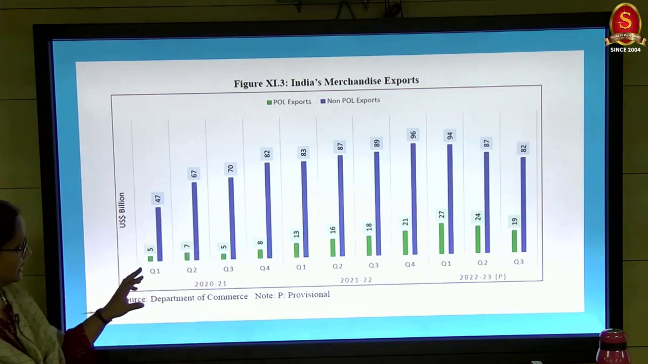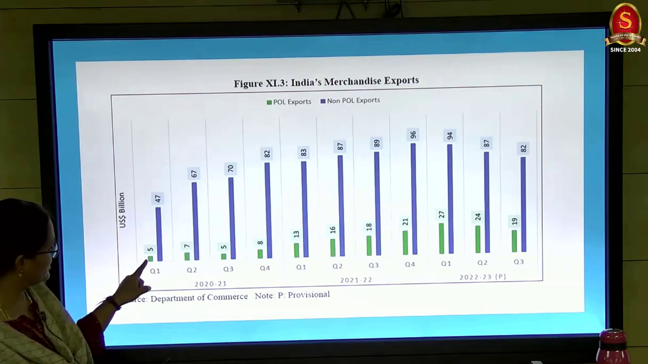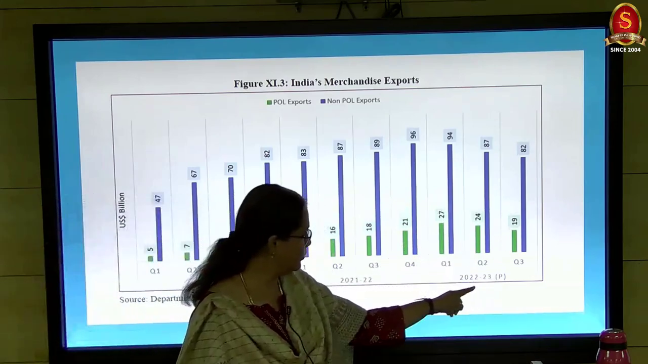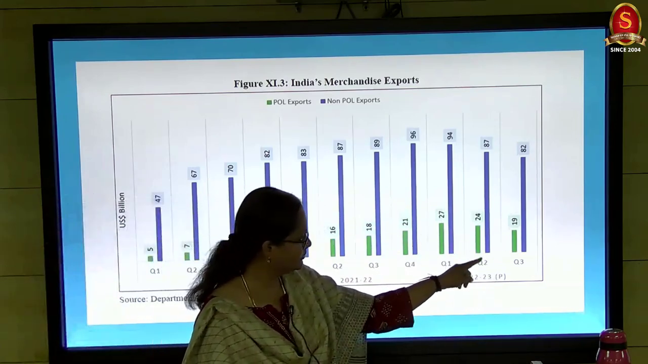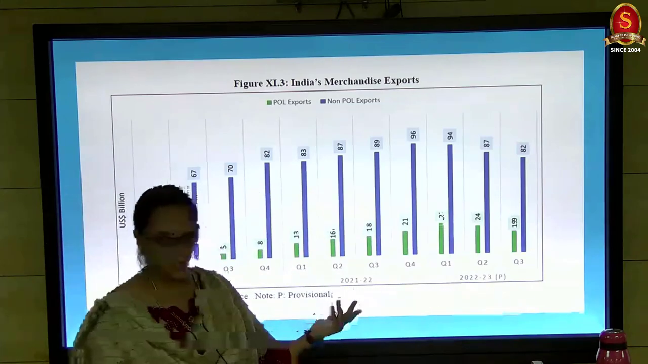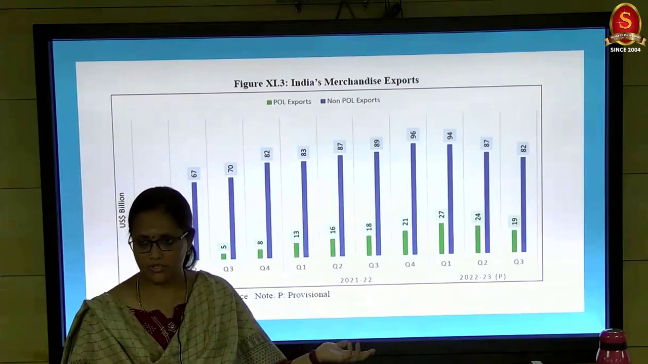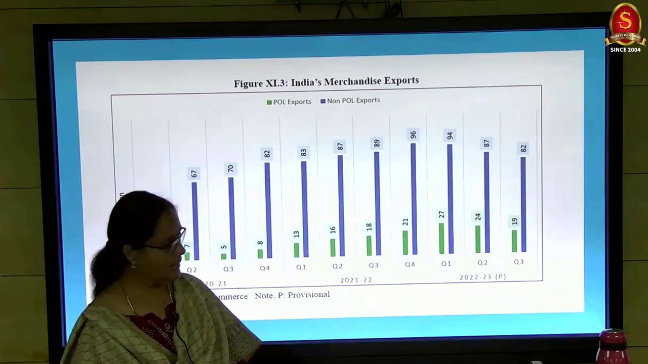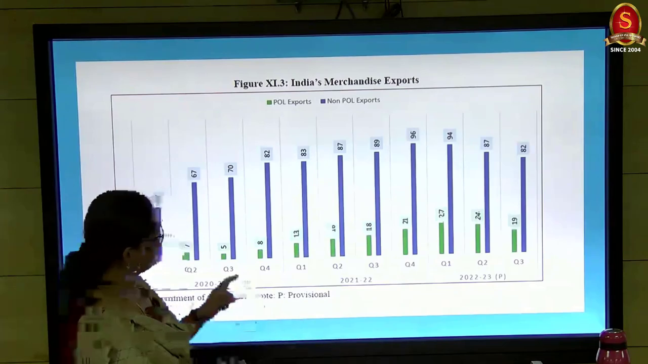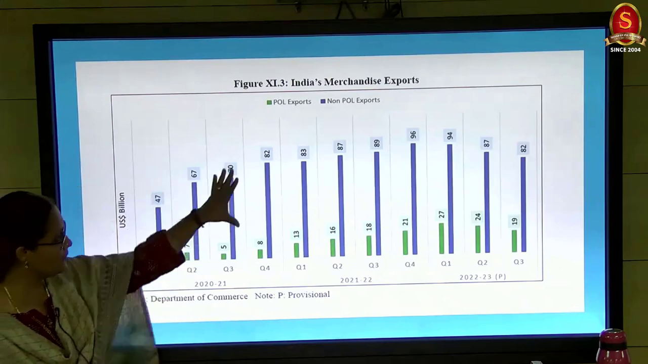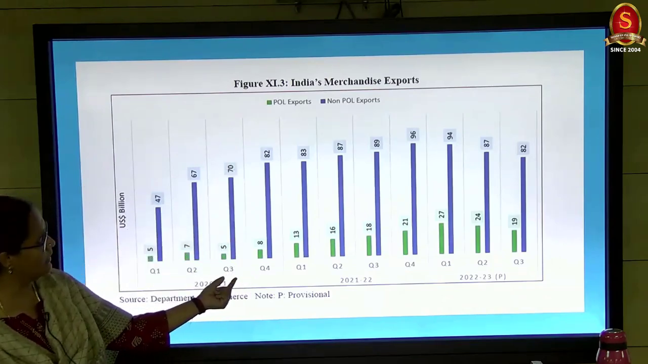Now look at the color of the graphs. We'll first look at the petroleum and oil, the green colored one. In the recent past, we are actually doing well in it. But of course, in quarter three, based upon the price of the oil, obviously there will be fluctuations, because we first import, then process it and then export it. But the non-POL exports segment is actually very big when compared to POL.